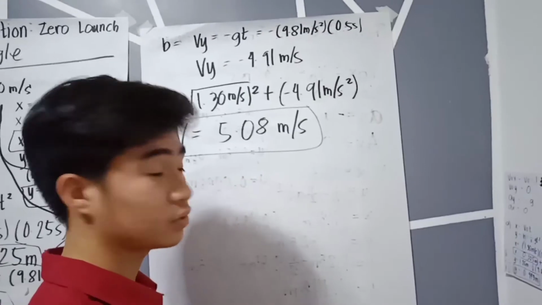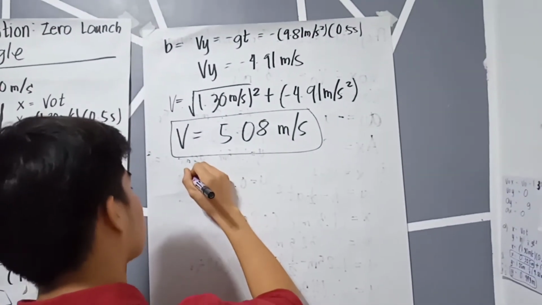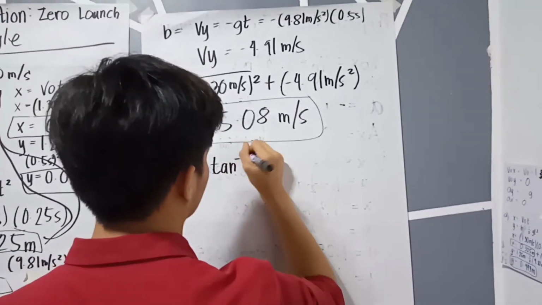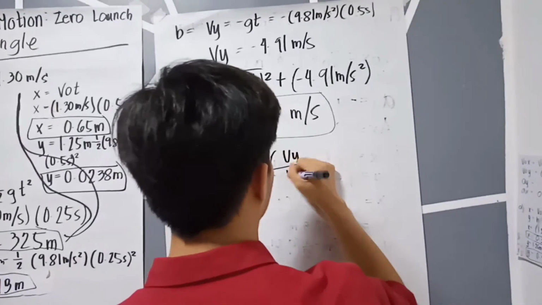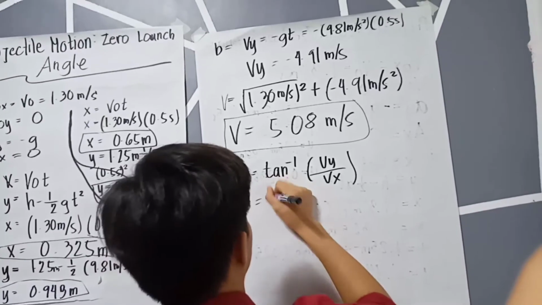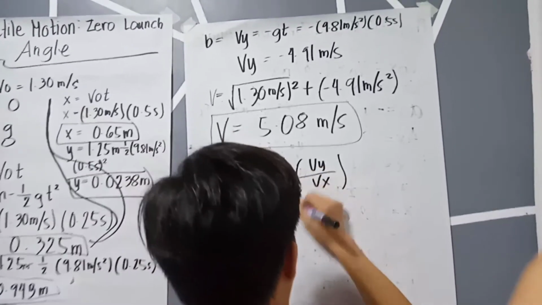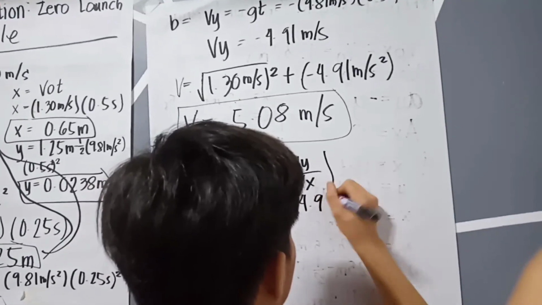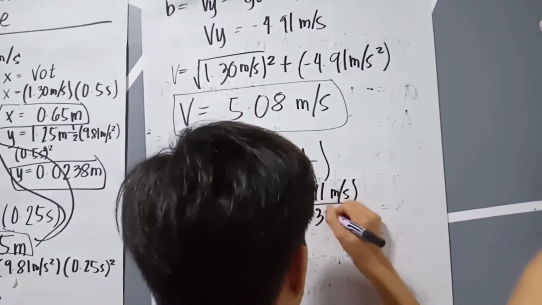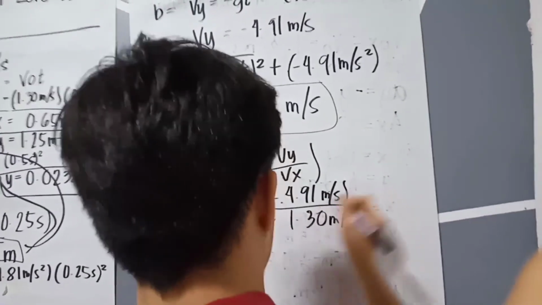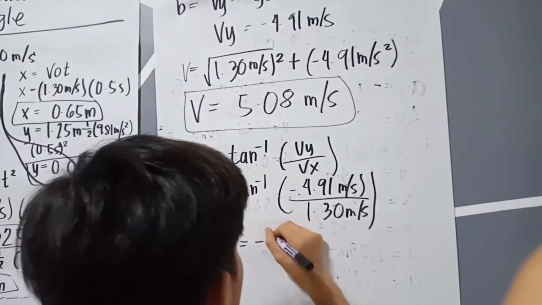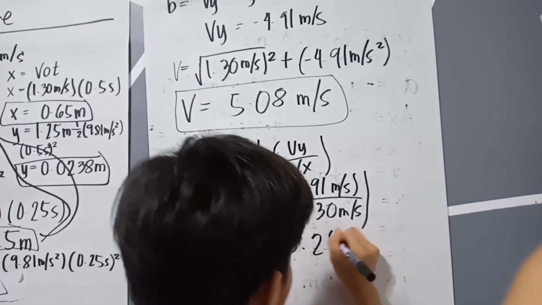For the direction, angle theta, we use the tangent function, which is inverse tangent, of v y over v x. So now angle theta is equal to inverse tangent of negative 4.91 meters per second over 1.30 meters per second. So by calculating, angle theta is equal to negative 75.2 degrees.